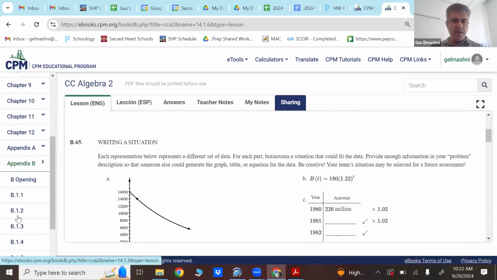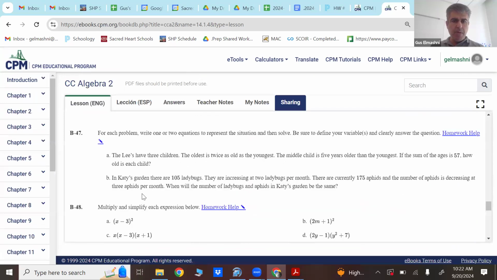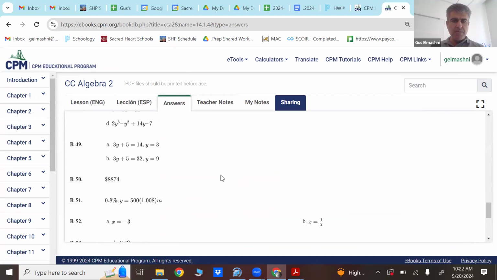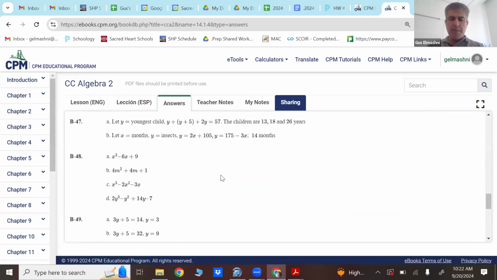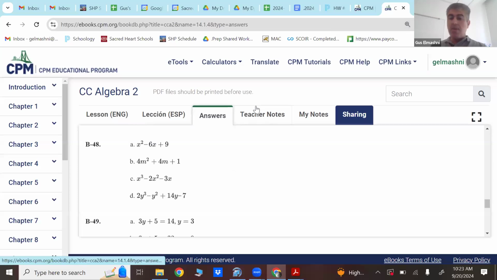Gone too far. All right. All right, here we go. Let me expand. And I still need to get around to making the answer key for this. So those are the answers for 48.